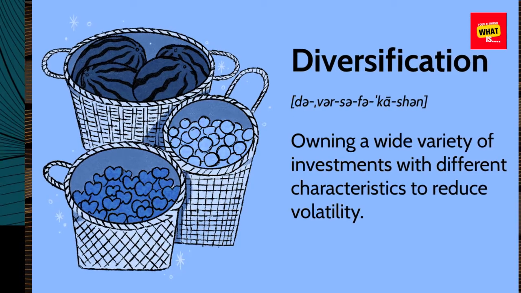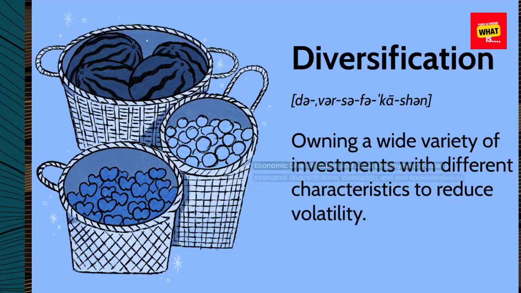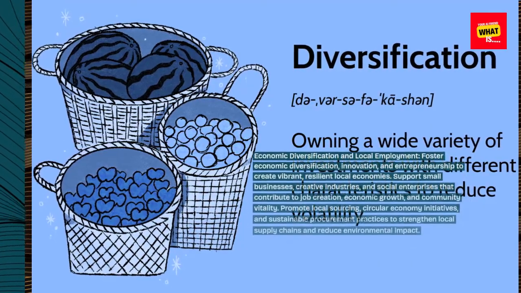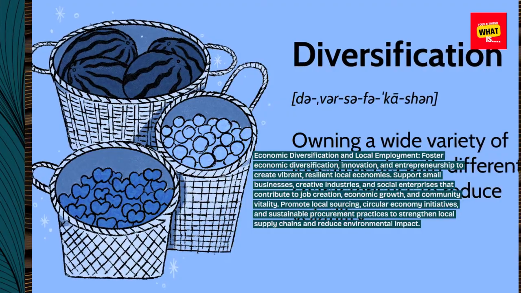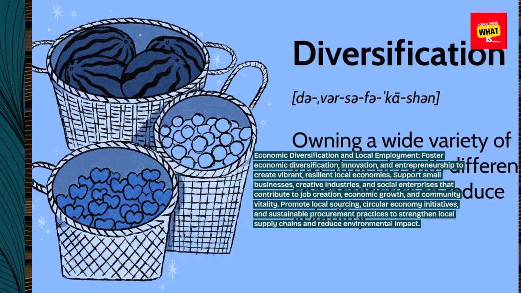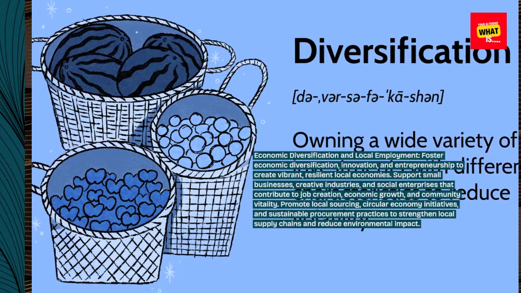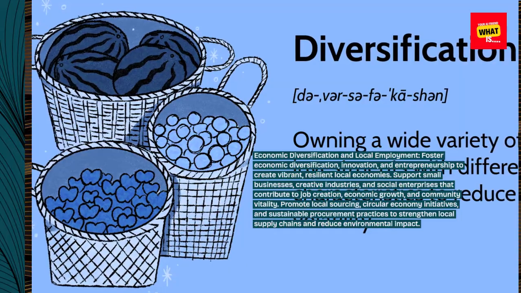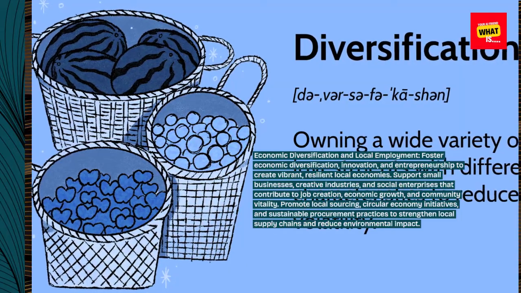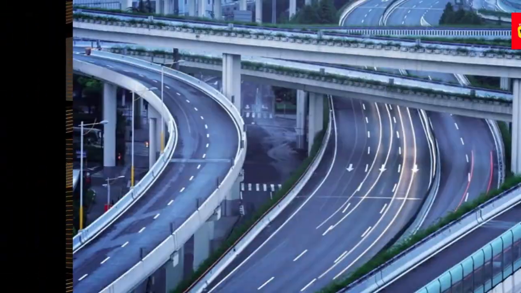Economic diversification and local employment. Foster economic diversification, innovation, and entrepreneurship to create vibrant, resilient local economies. Support small businesses, creative industries, and social enterprises that contribute to job creation, economic growth, and community vitality. Promote local sourcing, circular economy initiatives, and sustainable procurement practices to strengthen local supply chains and reduce environmental impact.